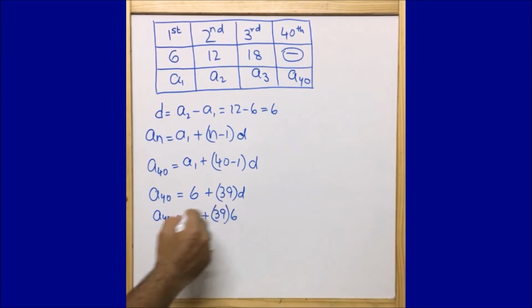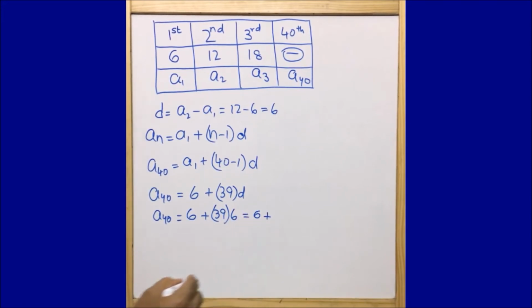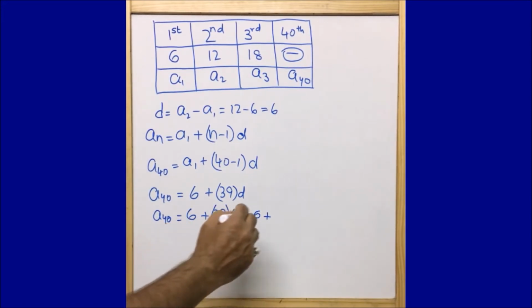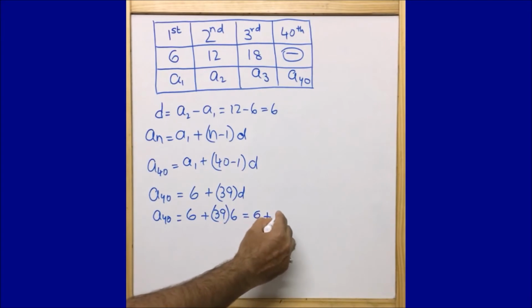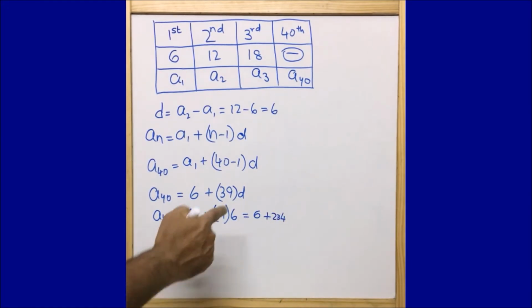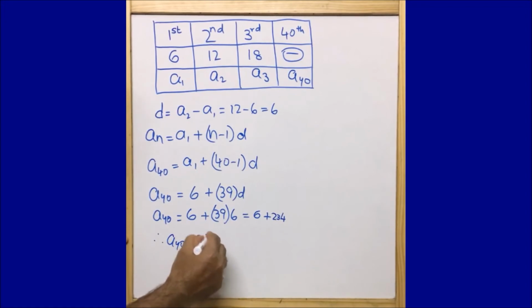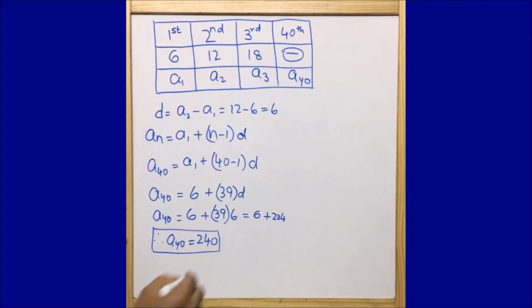So that is equal to 6 plus 39 into 6. It comes to 9 6 is 54, 6 3 is 18, 19, 20, 21, 22, 23, 234. So we are getting 234 plus 6, therefore a40 is equal to 240. This is the data that we got for a40. We got a40 as 240.